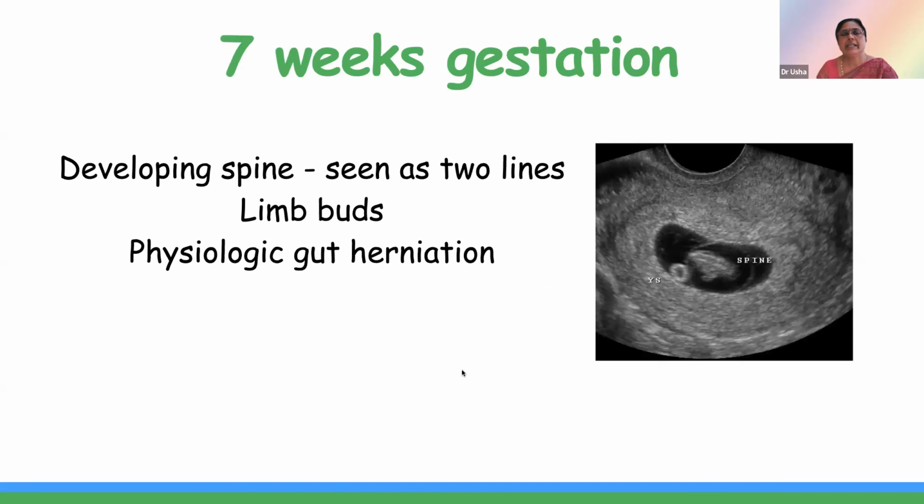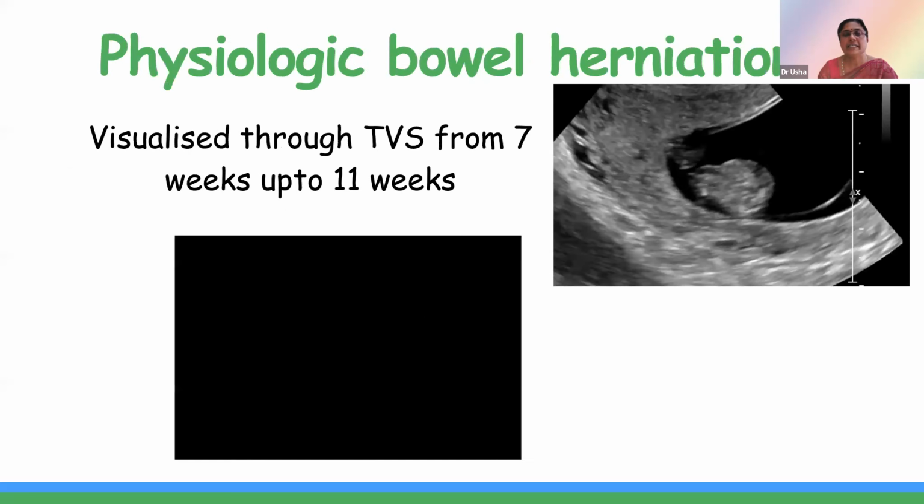So at 7 weeks, you can see the developing spine. It is seen as 2 lines, and we will be starting to see the limb buds. And we know the fetal bowel and the liver grow at a much faster rate than the abdominal cavity. So this pushes the bowel into the base of the umbilical cord, which causes a physiological bowel herniation.